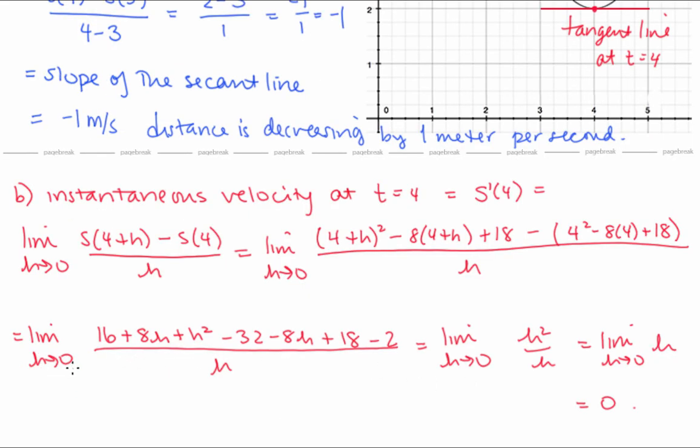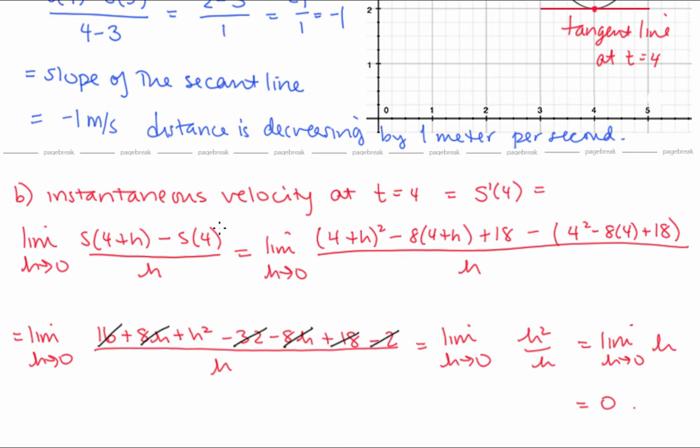And so this is the limit as h goes to 0. If we expand here, we get 16 plus 8h plus h squared. Distribute here, we have -32 minus 8h plus 18. And then simplify here, we have -2. Notice in the numerator, we have a 16 plus an 18, and so that's 34. And then we have a -32 and a -2, so that's -34. We also have an 8h and a -8h, so those cancel, and we're left with just h squared over h. Simplifying a factor of h, we get the limit as h goes to 0 of just h, which is 0.